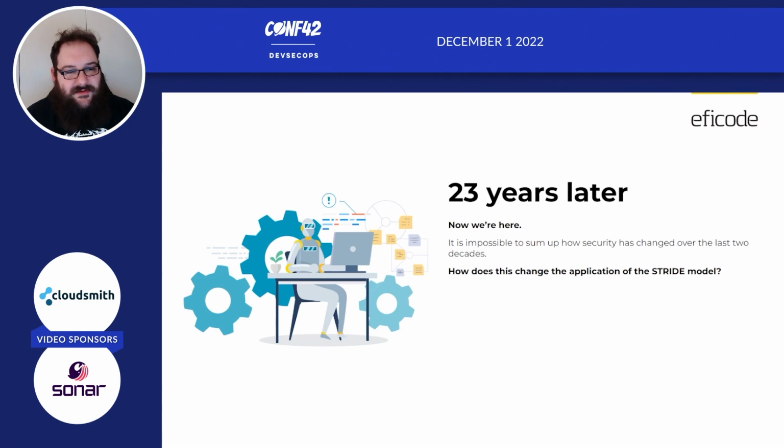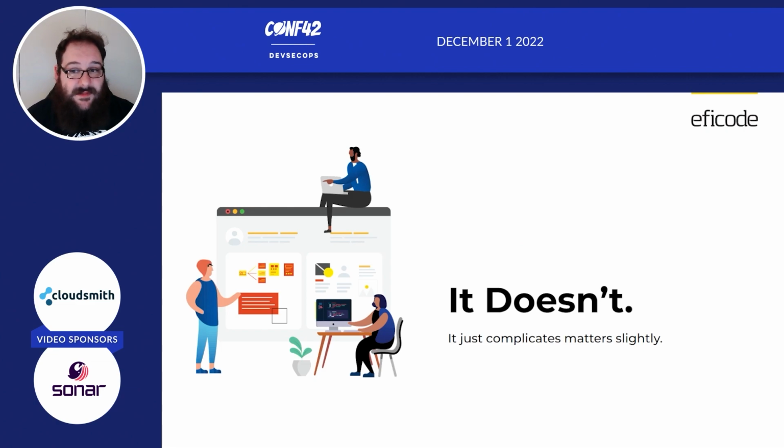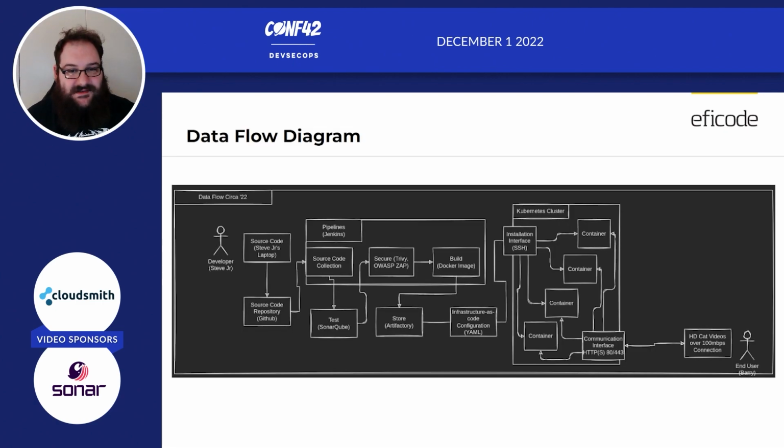Except the STRIDE threat model, because it hasn't been updated since the release in 99. So when we ask how does it change the application of it, it simply doesn't. The only thing that happens is it gets more complicated. The transition to modern day is not as jarring as you might initially think when you see this. Now, this is a very simple diagram of a more modern workflow. Now, there are some parts missing here, but this is just a very simplified flow.